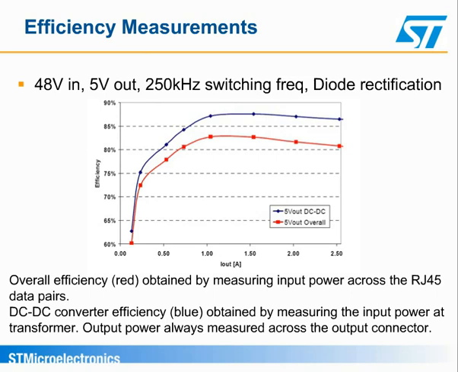This chart shows a 10-watt 5-volt PoE power supply with diode rectification configuration, using a regular diode bridge and standard Ethernet data transformer. As in the previous chart, the blue curve is the efficiency measurement we can expect for the DC to DC portion of the device. The red curve takes into account all losses from the input of the RJ45 to the output connector. Overall, the efficiency at 10 watts is in the range of 82%.